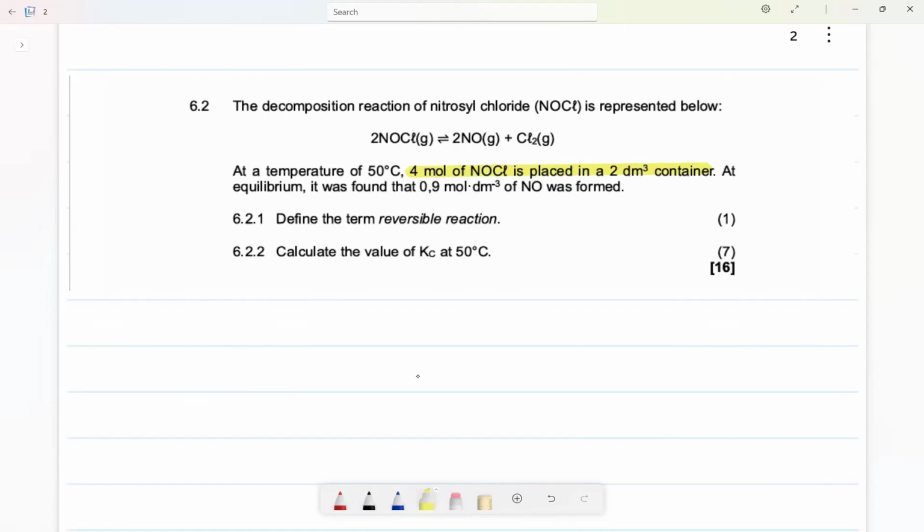Okay, so this is initial. At temperature, this one, 4 moles of NOCl, it is initial. Then we are told at equilibrium, it is found that the concentration of NO formed is 0.9 mole per decimeter cubed. So this is what we have initially. So this is what we have at equilibrium.